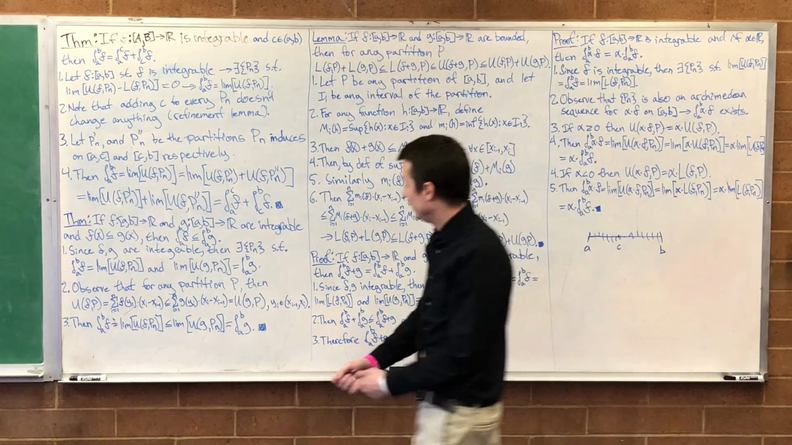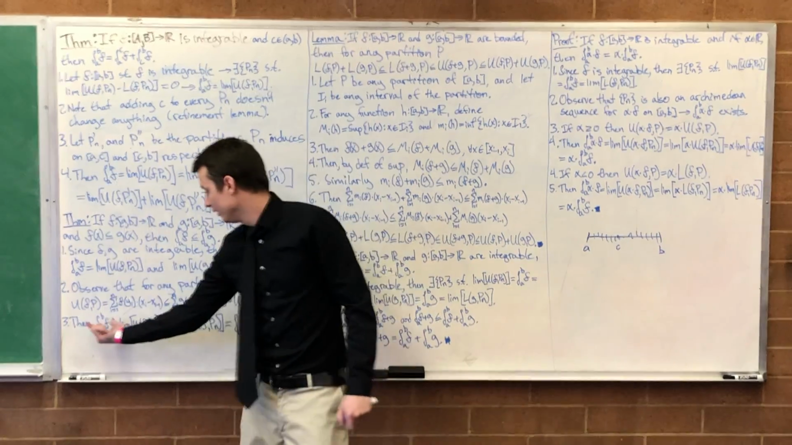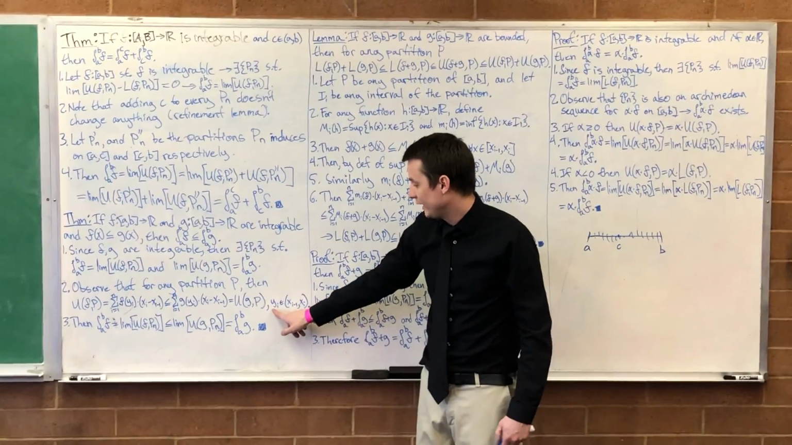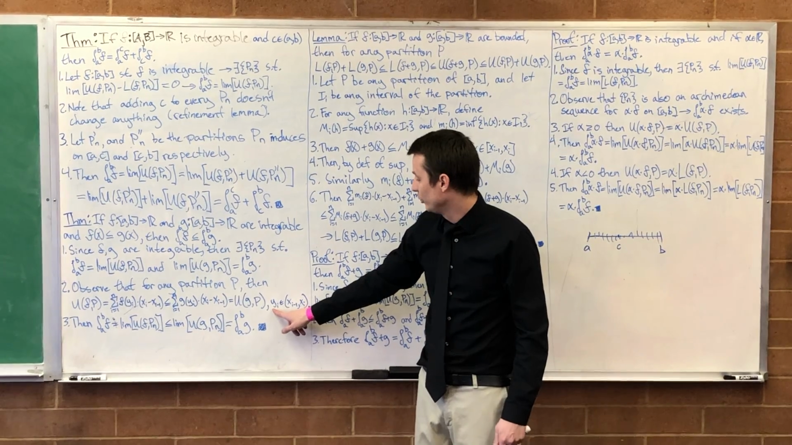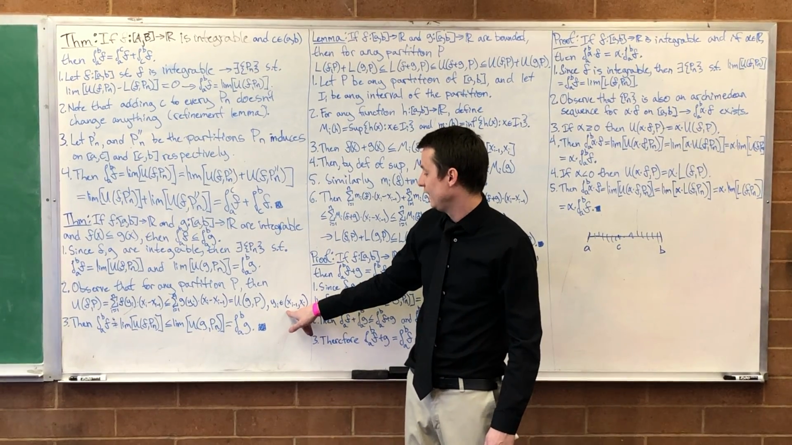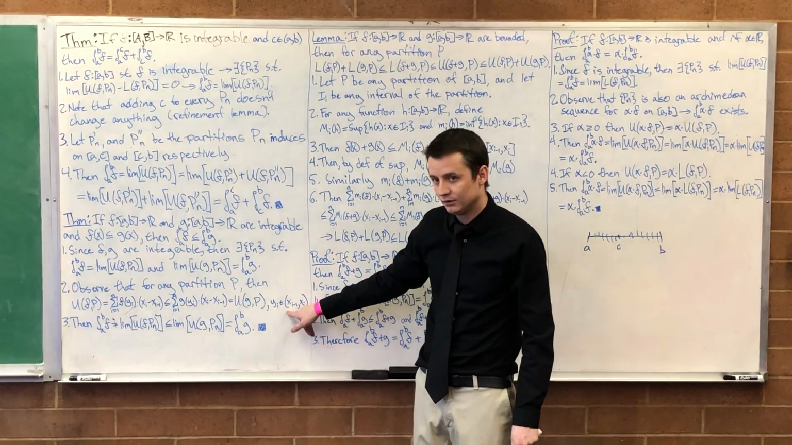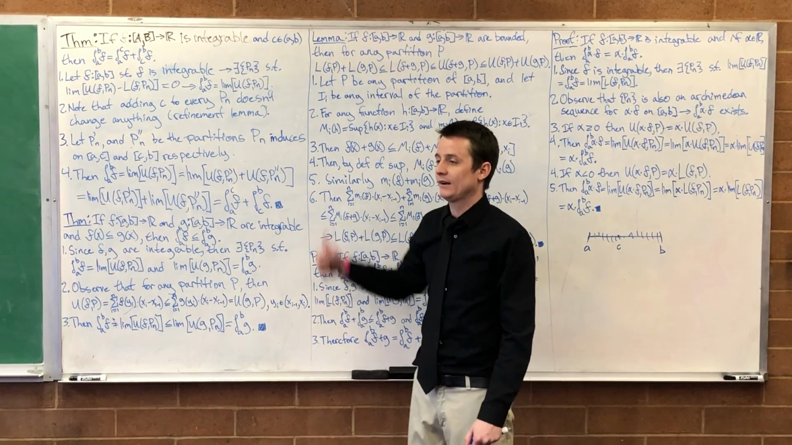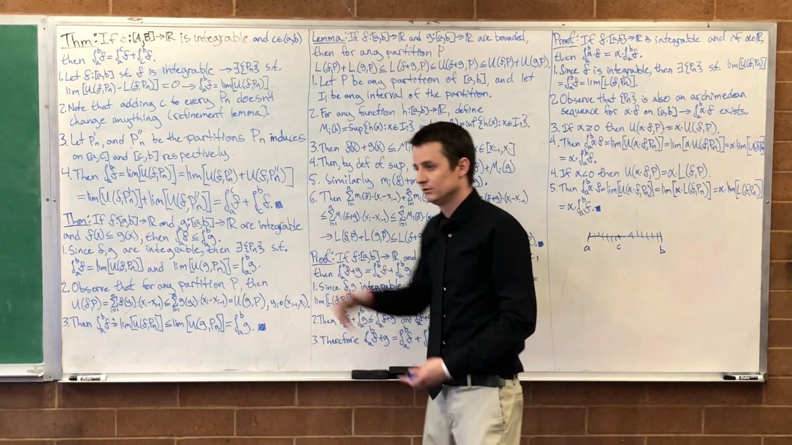Now, observe that for any partition P, then, the upper Darboux sum, okay, I use some weird notation here. When I use y sub I, it's going to be a point in the interval x sub I minus 1 to x sub I. And it's going to be the point that maximizes the function value.